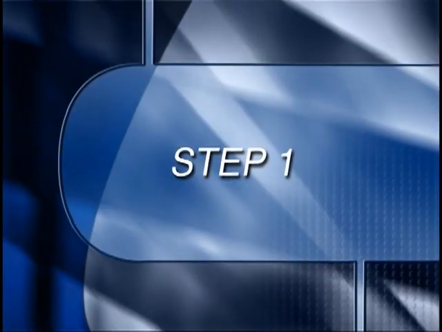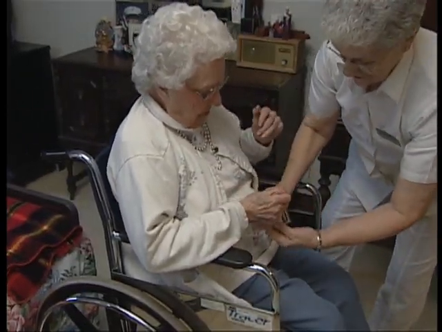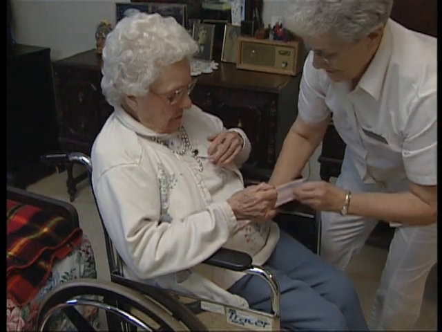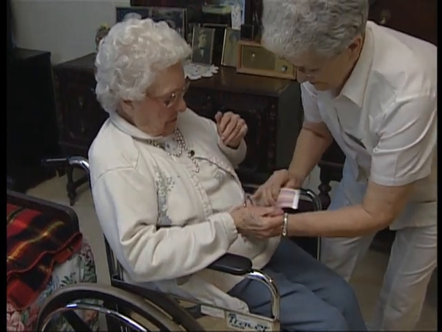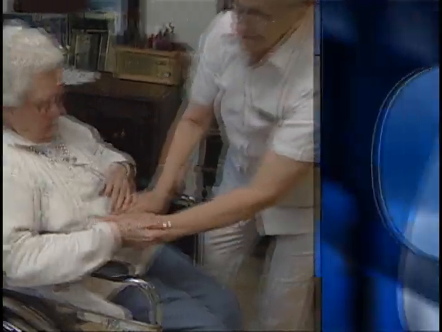Step 1. Explain to the resident what you are about to do. Place the gait belt around the resident's waist and buckle it. The belt should fit snugly. Allow enough room to fit both of your hands between the resident and the belt.